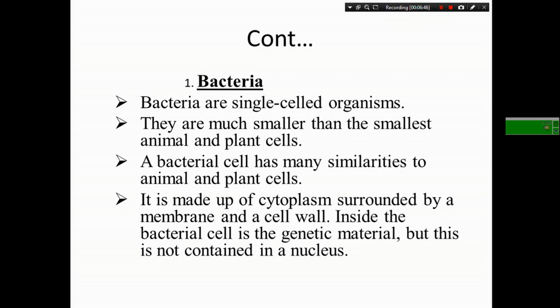Bacteria have a body plan that contains cytoplasm surrounded by a membrane known as the cell membrane, and a cell wall. Their cell wall is not made of the same material as plants; it is a peptidoglycan cell wall. Inside the bacterial cell there is genetic material, DNA and RNA, deoxyribonucleic acid and ribonucleic acid, but it is not contained inside a typical nucleus.